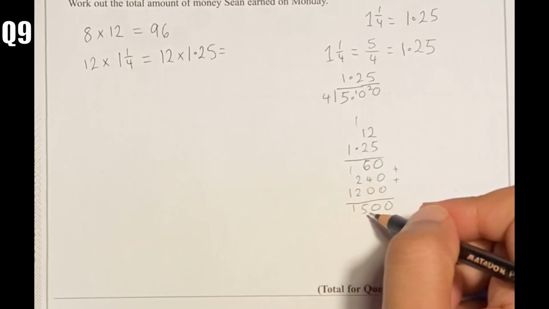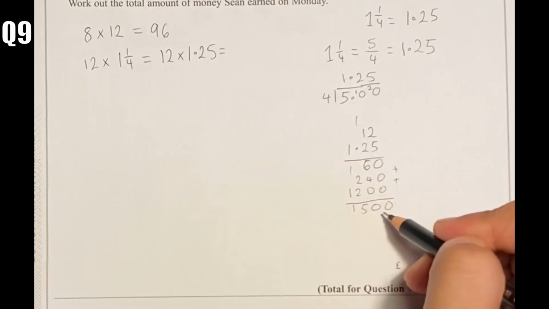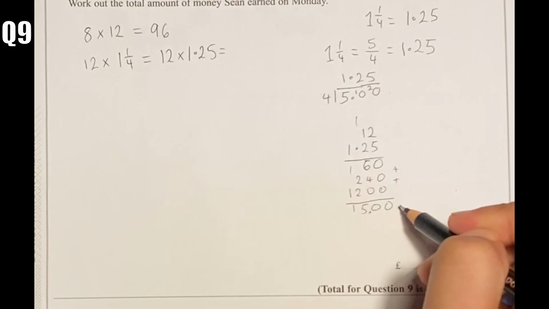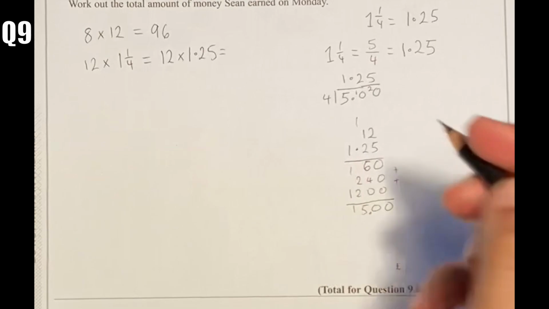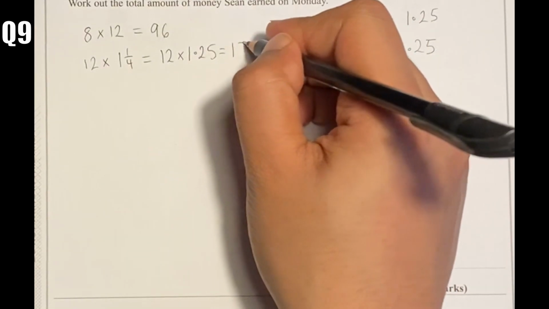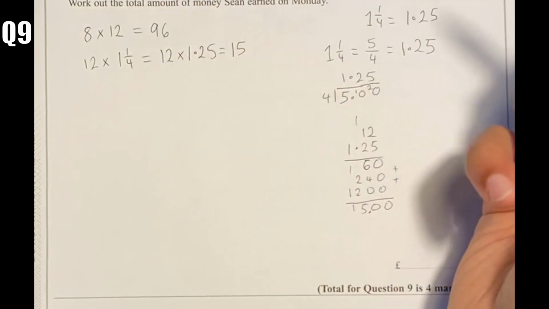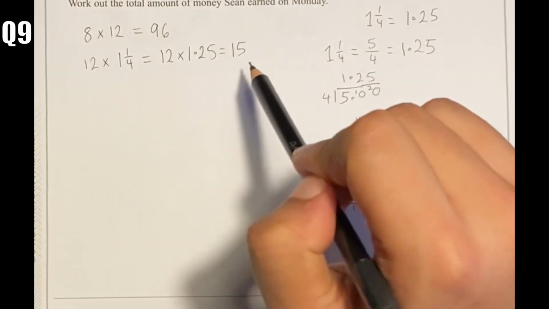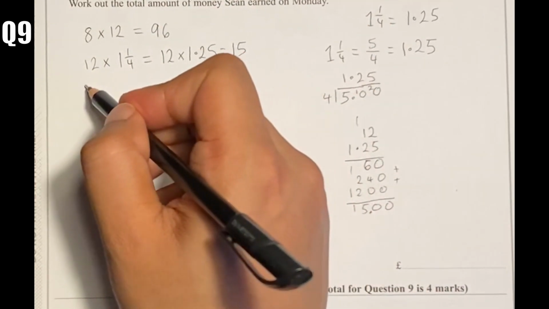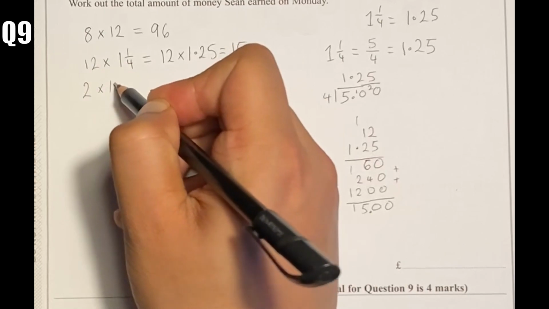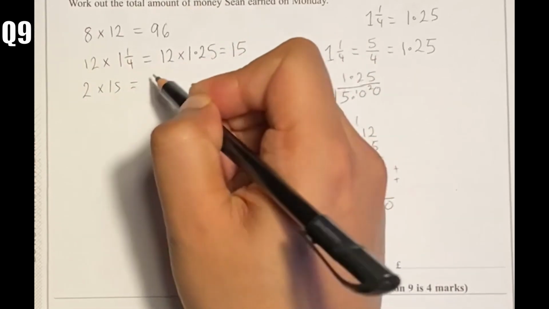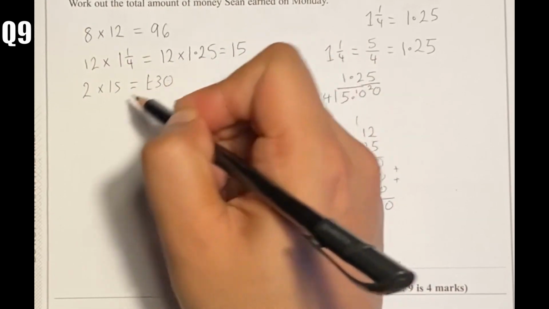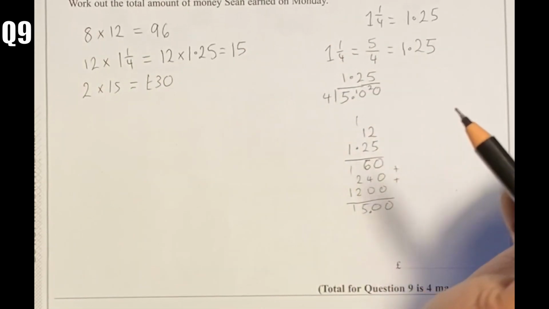So 1,500. But we have 2 decimal numbers in our multiplication. So 2 of our numbers here are going to be decimals. So 15. In other words, he gets paid £15 per hour for his overtime. We know he's worked 2 hours. So if I take my overtime pay and multiply it by 2, he's got paid £30 for the 2 hours of overtime that he worked.